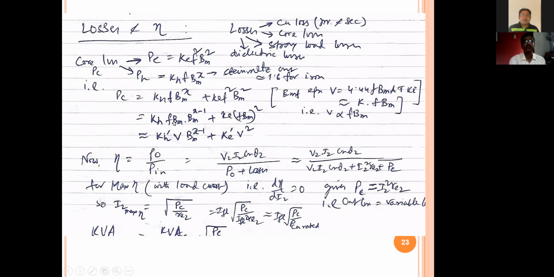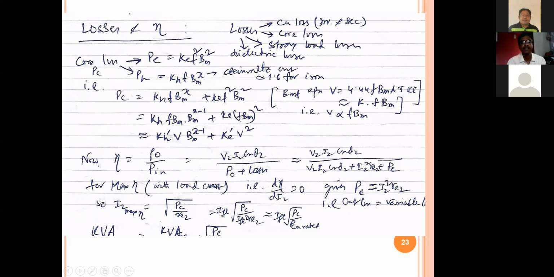So now we have formulated like this: Kh F Bm into Bm power x minus 1, because it is F Bm power x, and this is Ke F square Bm square. So then if you see, F Bm is proportional to V. So then we have Kh dashed into V into Bm power x minus 1 plus Ke dashed into V square. So is this clear? Yes, sir.